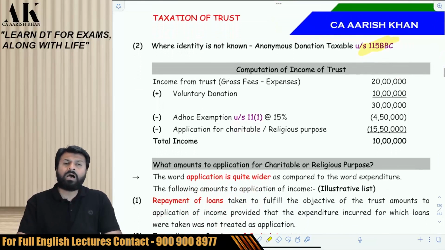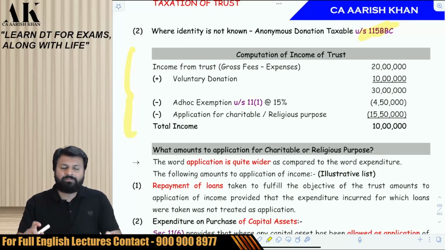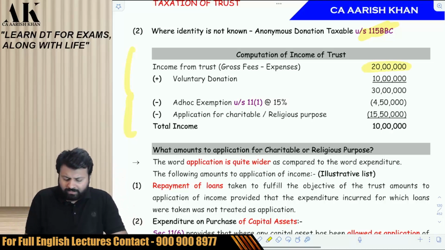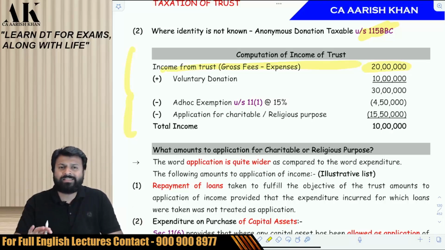Now, how will a trust compute its income? The computation of a trust will be done as per this statement. First of all, the trust will write income from trust, which will include all kind of income of the trust. All kind of income of the trust will come under this first point. There are no 5 heads of income applicable to trust. There is nothing like that applicable to trust. All kind of income of a trust will come under this point, that is income from trust.